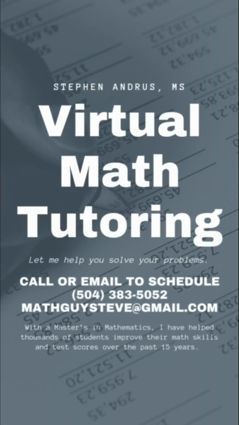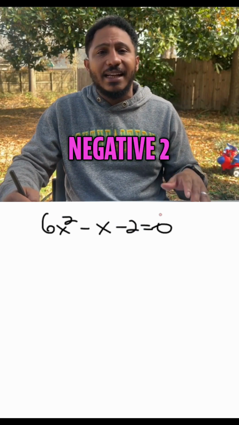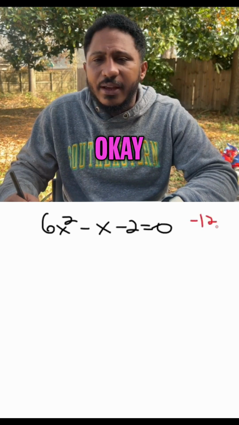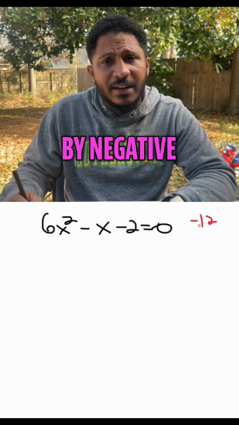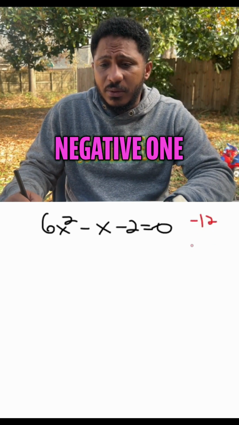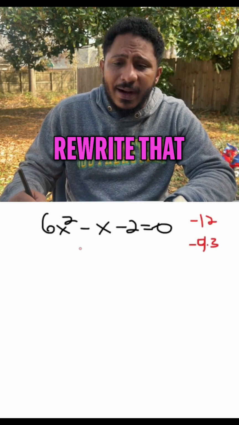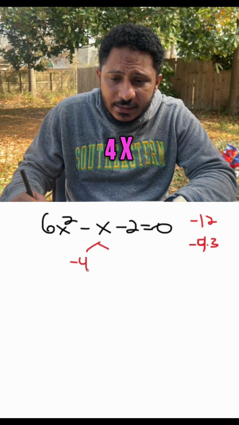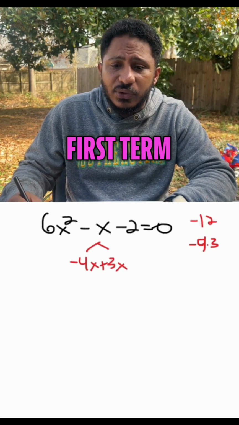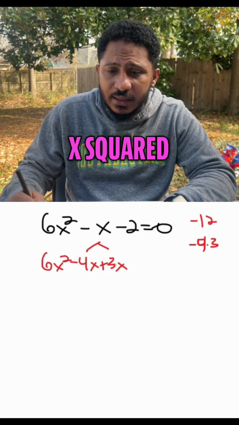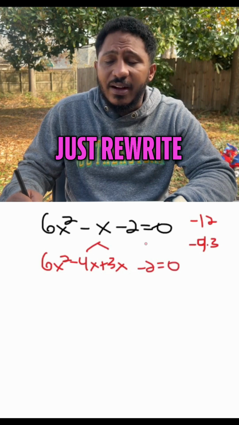So here, A times C, 6 times -2, is -12. What numbers multiply to give me -12 and combine to give me -1? We'd say -4 and 3. So rewrite that middle term as -4x plus 3x, leaving the first term as it is, 6x squared, and leaving the last term as it is. Just rewrite the middle. Now it's 4 terms.